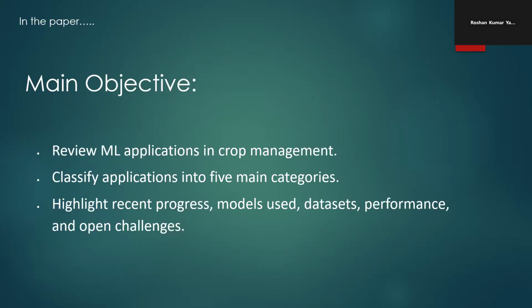in the existing world. In this paper, I found that the authors are concerned about ML application in crop management, and for this, they classify the agriculture sector or crop management into five main categories. They evaluate the models on the basis of the data, and they try to identify which model or which algorithm is best for what sort of application.